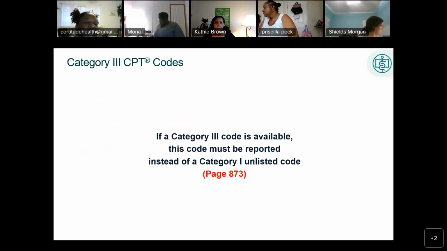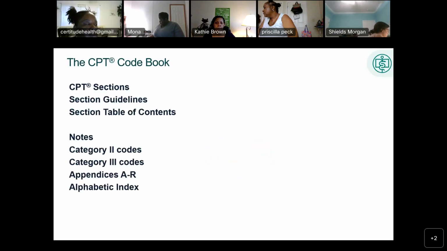So it does say if a category 3 code is not available, then we would report a category 1 unlisted code in its place. But we have to first talk about what the unlisted codes are. And we will.